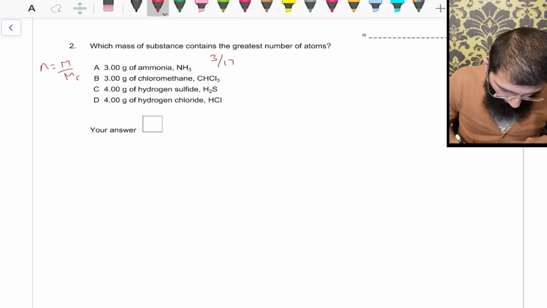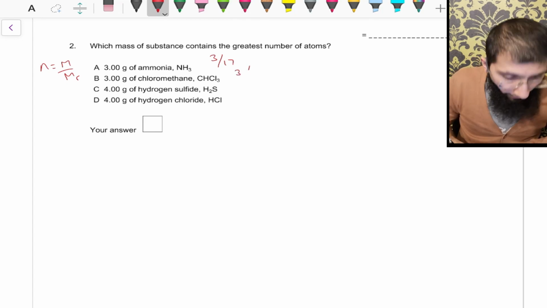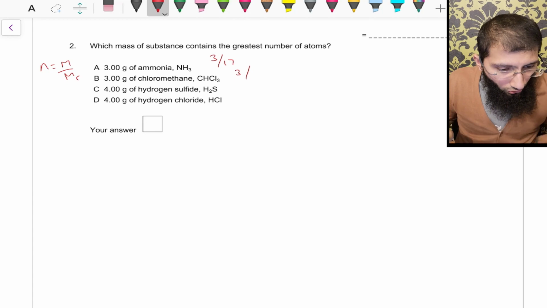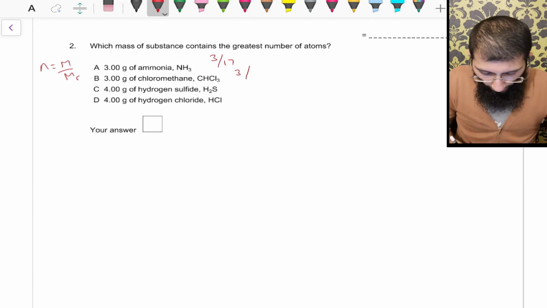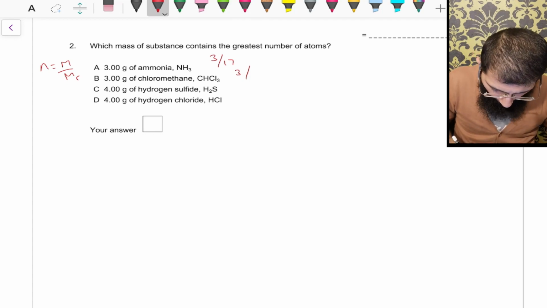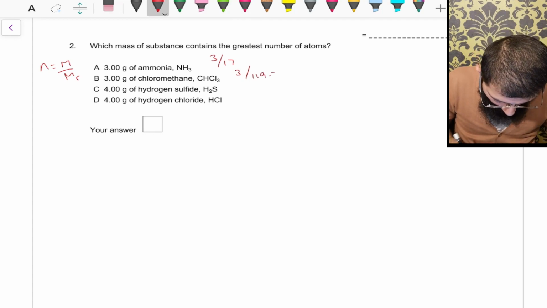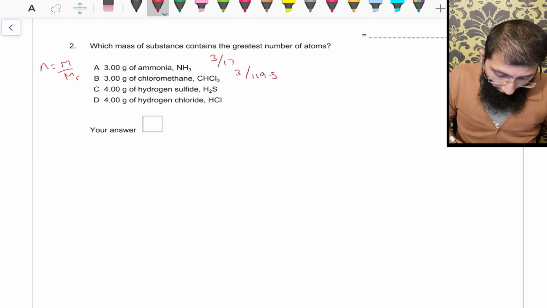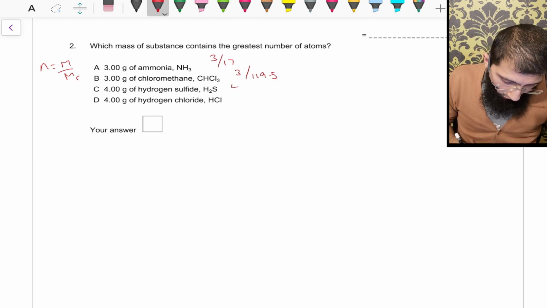Okay, so we're going to have 3 divided by... So we've got carbon 12, hydrogen 1, chlorine 35.5, and we've got 3 of the chlorine, so it's going to give us 119.5. For the next sum, for C, I'm going to do mass.